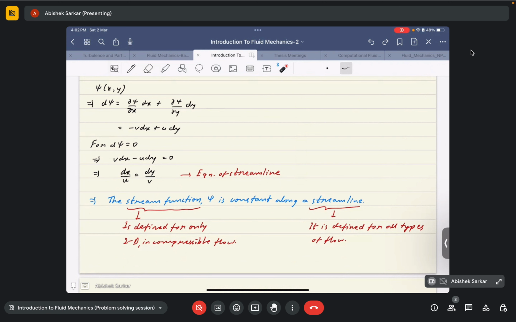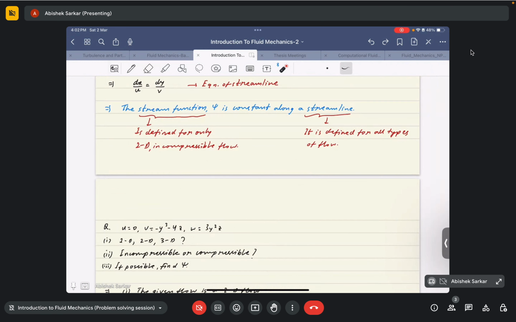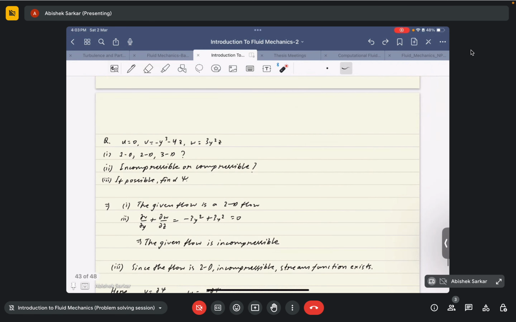It's not limited to 2D flows, but it's valid for 3D flows, 2D flows, 1D flows, all types of flows. But stream functions are only valid for 2D incompressible flows. So that's the basic difference, and from this expression it tells us that stream functions having constant values give the streamlines of the flow. So let us try to solve one problem regarding stream functions. That will help us to understand the concepts properly.